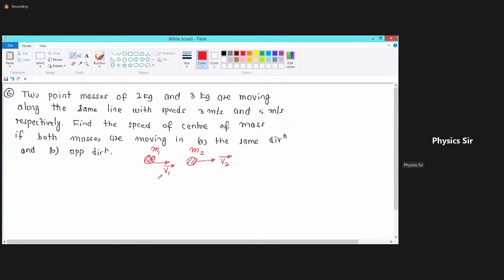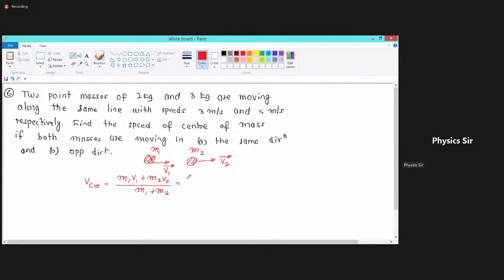Once they are in the same direction, दोनों का velocity I can take as positive, and this v center of mass will be m1 v1 plus m2 v2 divided by m1 plus m2.